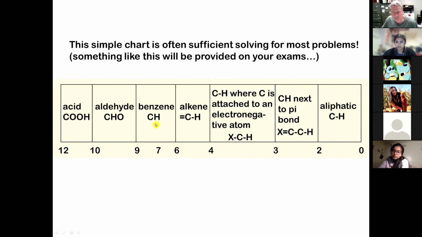So you don't have to memorize this, but if you can memorize it, it'll help you. And lastly, next to a pi bond, like next to an alkene or next to a benzene, is 2 to 3. Aliphatic is just a boring CH3 next to nothing.